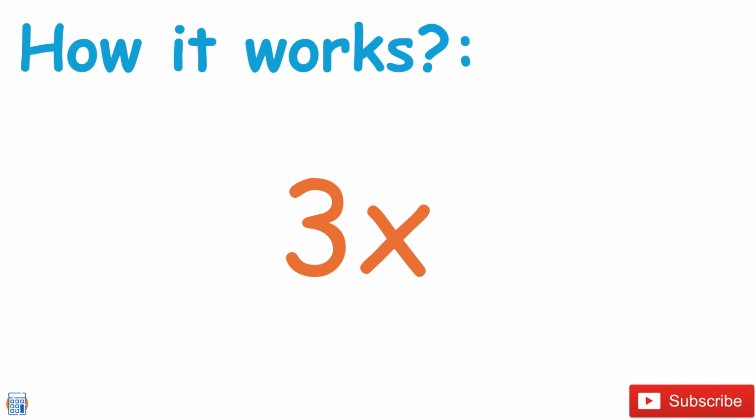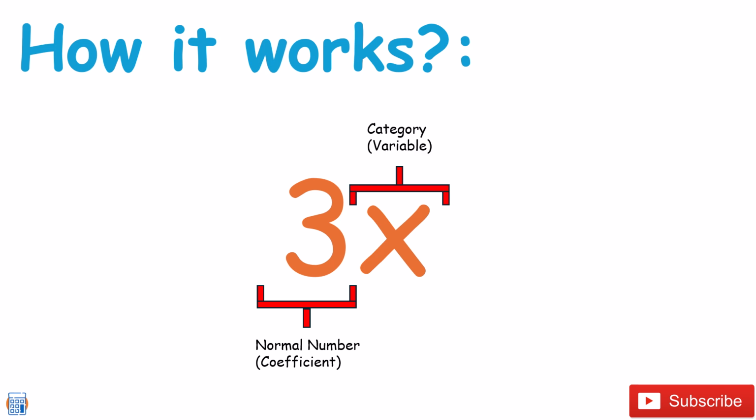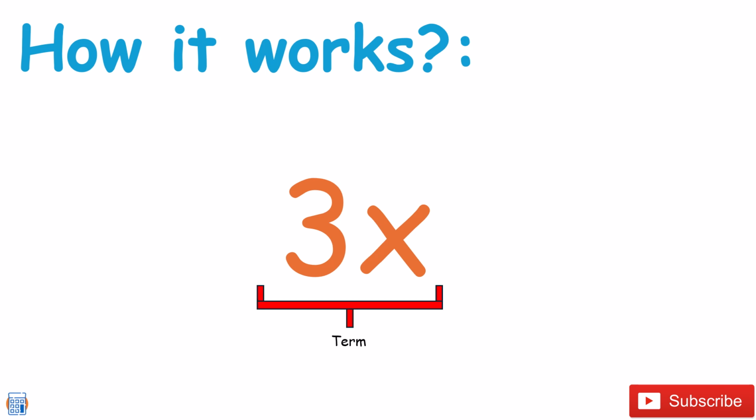How it works, so if I take the 3x, the number in front is called the coefficient, so that's usually a normal number. That does include the sign, so if that was a minus, the sign would be there too. And then the variable behind is basically just like the category, so what type that number is representing. So in this case, it's 3 times by x, and then in total, the entire thing is called a term. So that's what it means by collecting like terms. You're collecting similar terms that you can subtract or add.